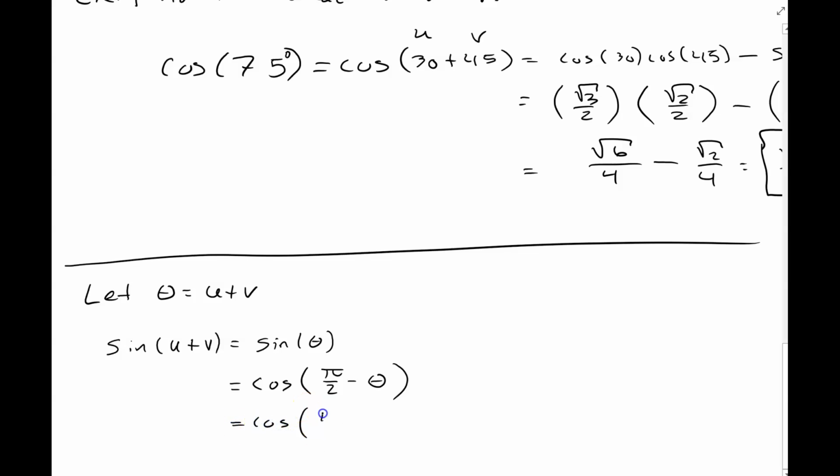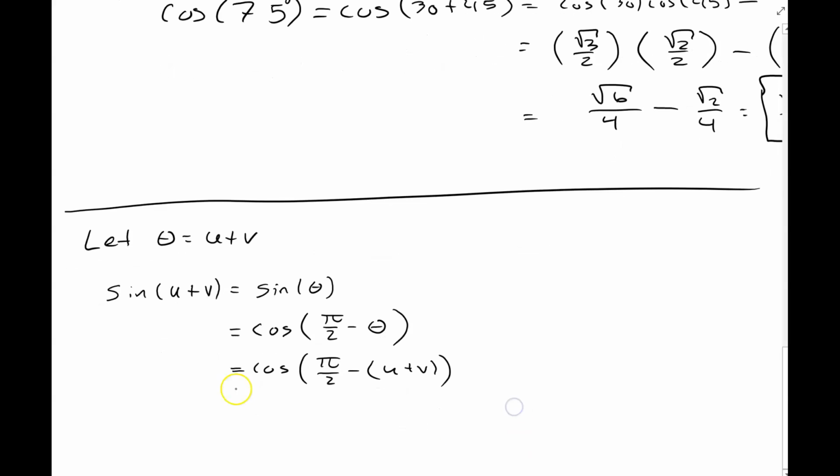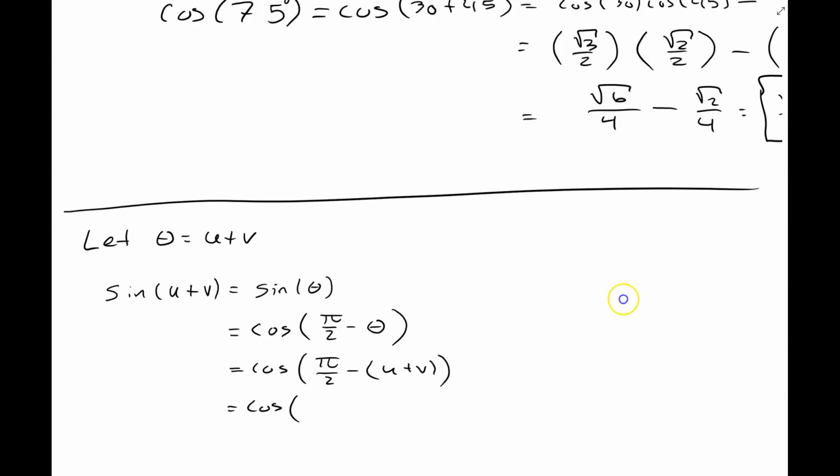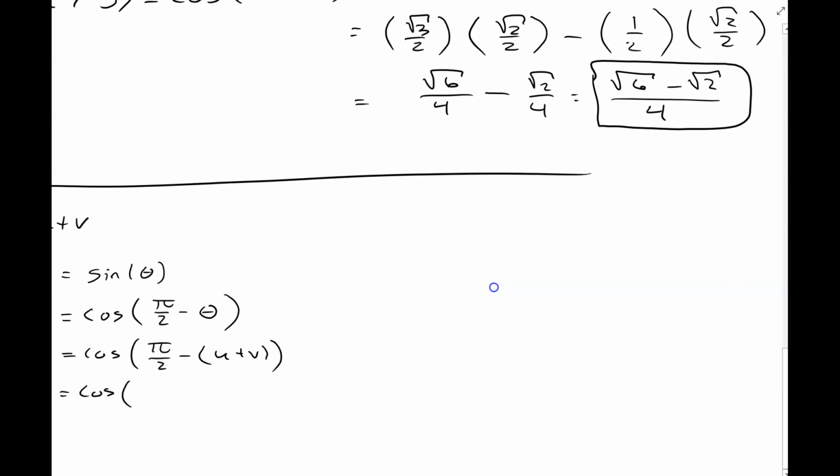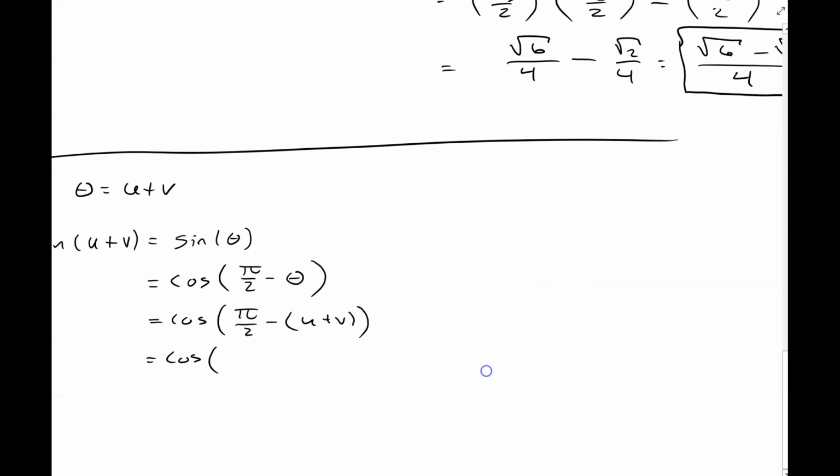And since theta is just u plus v, I can distribute the negative. So I can distribute the negative through there.